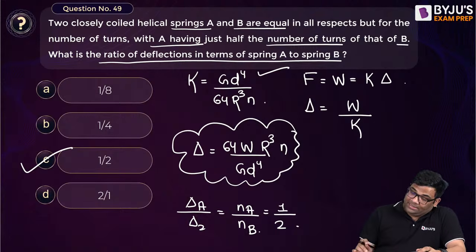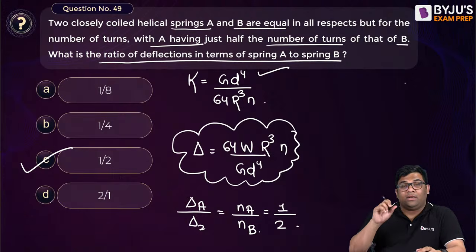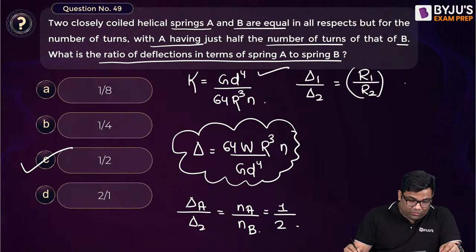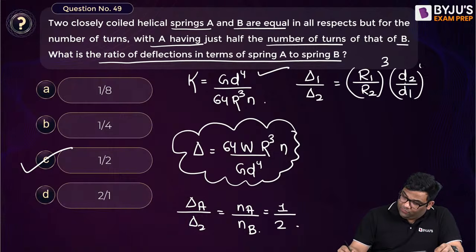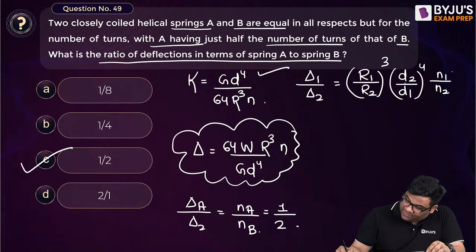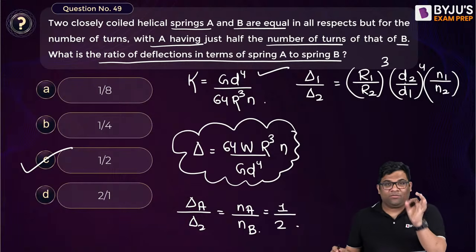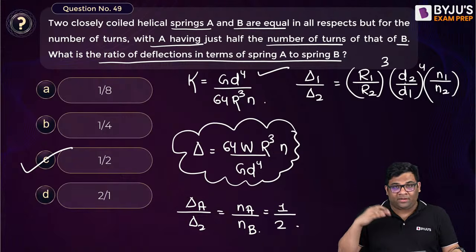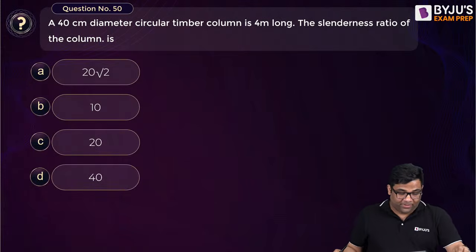See here, they changed only the number of turns. If they change the diameter of the coil and the diameter of the whole helix, then delta 1 by delta 2, if the load is the same, will be R1 by R2 whole cube into D2 by D1 to the power 4 and then N1 by N2. If the diameter of the coil is different and that of the helix is different, you will get this relation. They might ask a question on this, they will change the diameters and all. Okay. Next question.